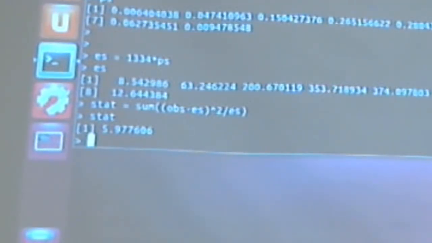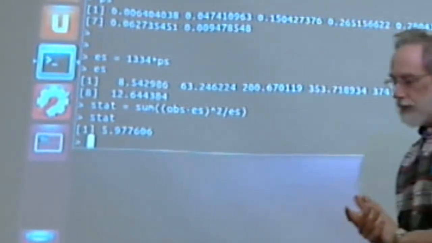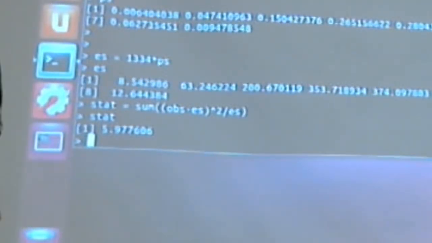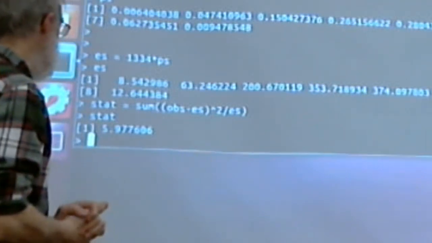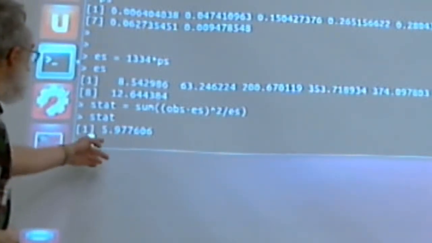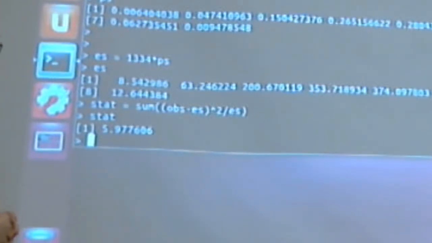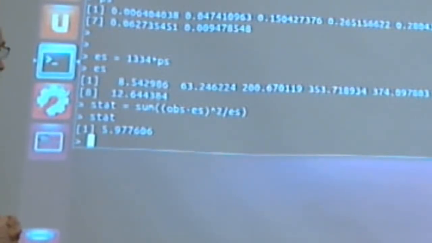We got 8 categories. Be careful. There's 8 categories. So we start with 7 degrees of freedom, and then we had to make one estimate, so we're down to 6 degrees of freedom. And that's almost right on the nose, right? The expected value of chi squared would be 6, and it's 5.977. And sort of neat.